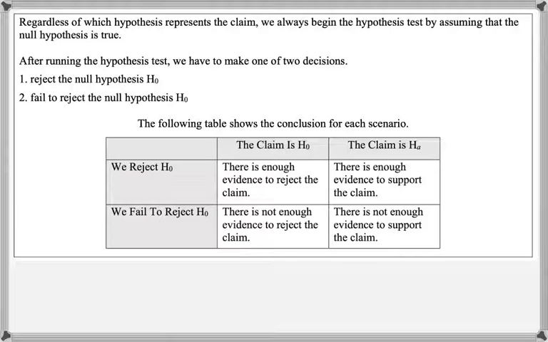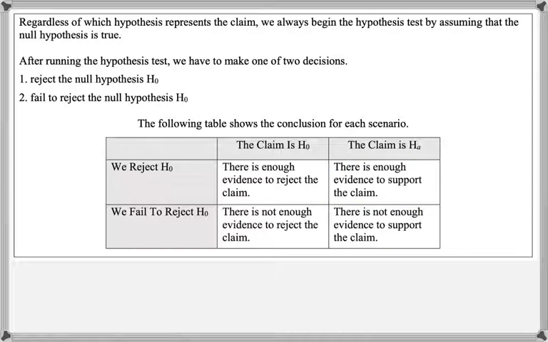So if we reject the null hypothesis, and the claim is the null hypothesis, then our conclusion would be there is enough evidence to reject the claim. If we reject the null hypothesis and the claim is the alternative hypothesis, then our conclusion would be there is enough evidence to support the claim.